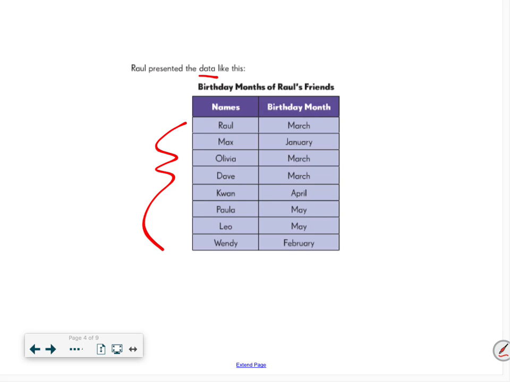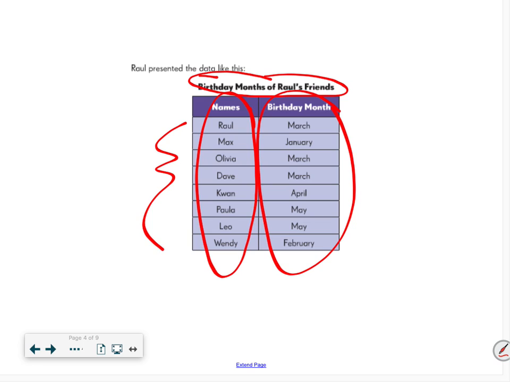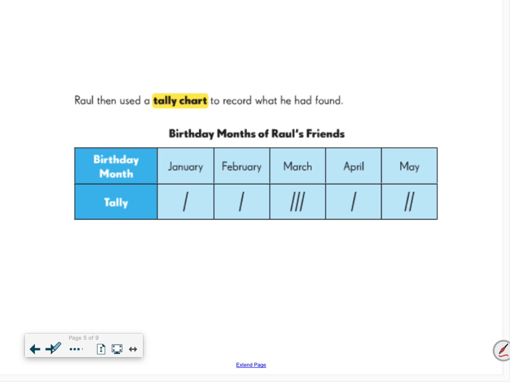First of all, tables need to have a title. The title of this is birthday months of Raul's friends. And then there's two little headings, one for each column. This column is all of the names of his friends, and this column is all of their birthday months. Still, I'm looking at this, and I'm like, okay, this is still a little unorganized, because I have March, February, May. They're kind of all over the place. So then Raul reorganizes his table and makes it into a better table.